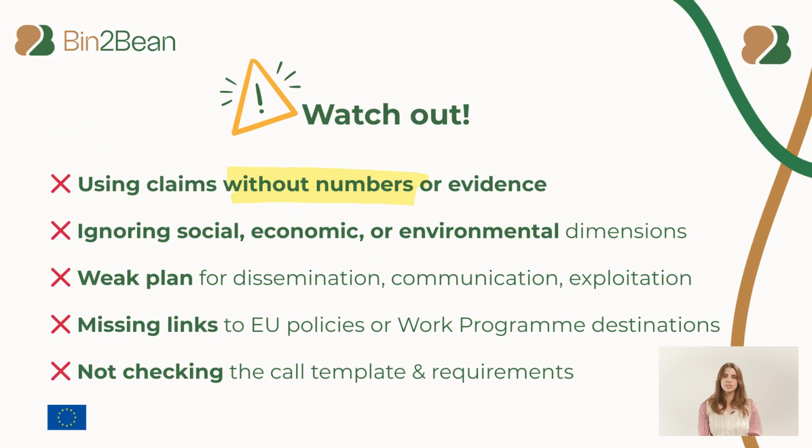Before closing this module, let's quickly review common mistakes people make in the impact section, starting from writing statements without numbers or evidence. Be as quantitative as possible. Focusing only on scientific impacts and overlooking social, economic, or environmental contribution is also a mistake. Adding on, forgetting about the importance of a solid and quantitative plan for dissemination, exploitation, and communication is also a mistake, together with not showing how the project connects to broader European policies and goals, including the work program destination. And finally, forgetting to check the core requirements and proposal template and answer all its specific questions.